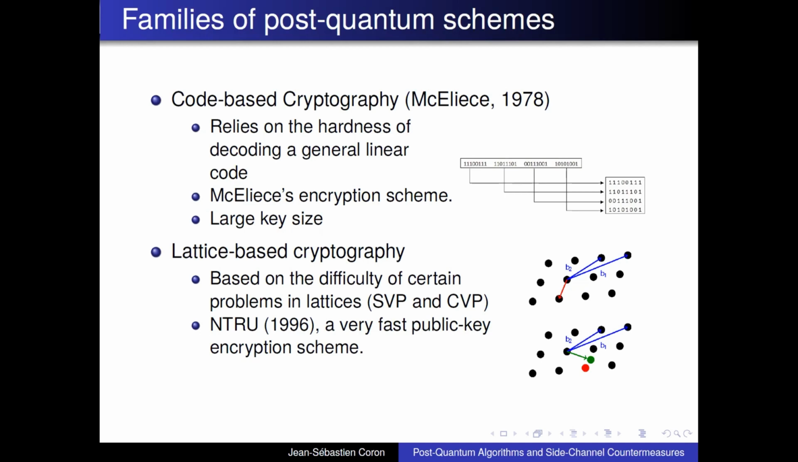And then there is the crucial field of lattice-based cryptography. Lattice-based cryptography is based on the hardness of solving certain problems on high-dimensional lattices, mainly the shortest vector problem and the closest vector problem. One early scheme is the NTRU scheme, which was designed in 1996, which is a very fast public key encryption scheme based on lattices.